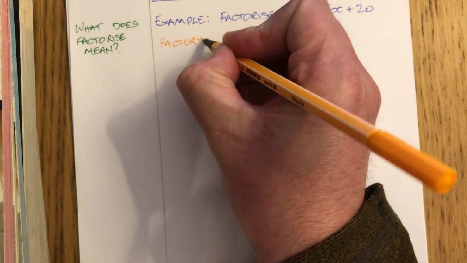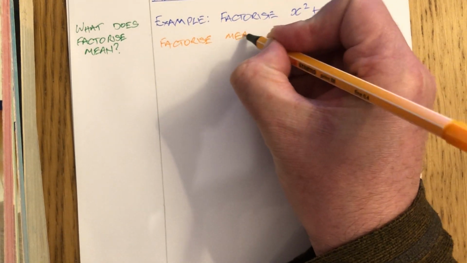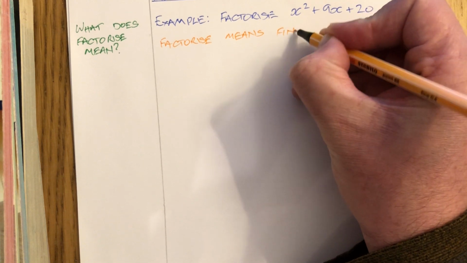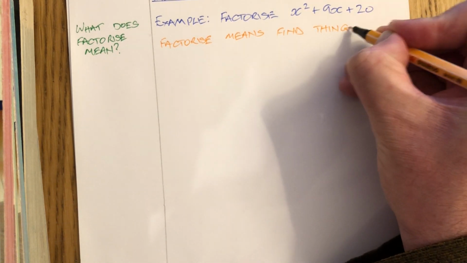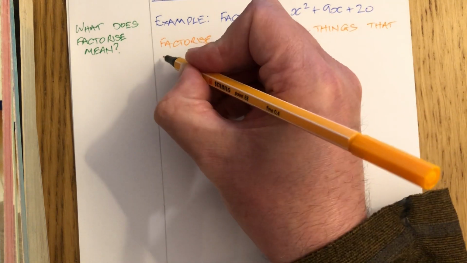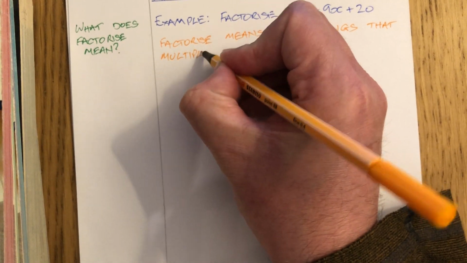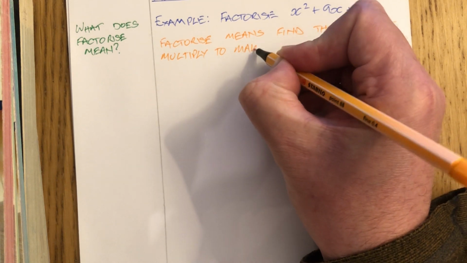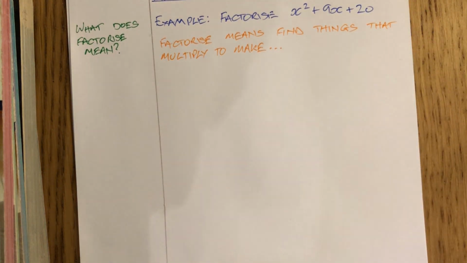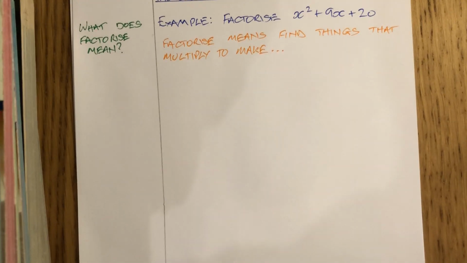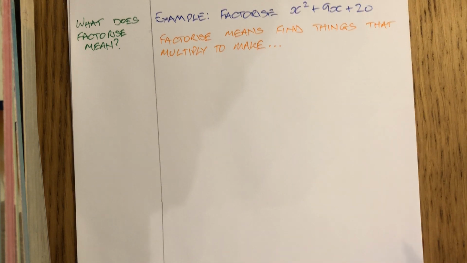Factorise means find things that multiply to make. Okay, so if I was factorising 6, I'd be looking for 2 times 3. Here, I'm looking for 2 things which I'm going to be putting in brackets that multiply to make x squared add 9x add 20. And as I've already hinted at, this is to do with multiplication.